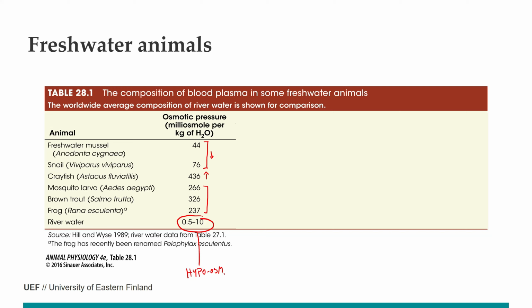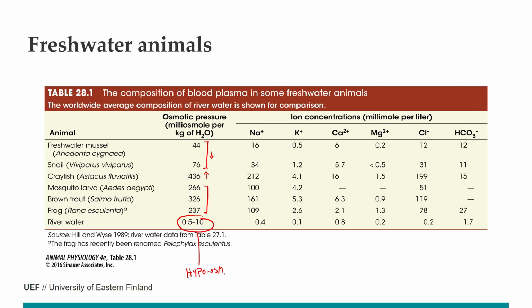So it means that they have much more solute inside the body, inside their cells, than in the environment. What kind of ions do they have? Well, they have all ions, not only one or two, and all ions are much more in their blood or in their body fluids than in the river water. And the difference might be that it's only twofold, or it might be 400-fold.